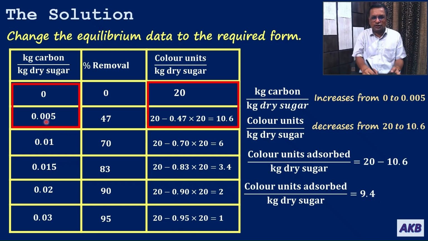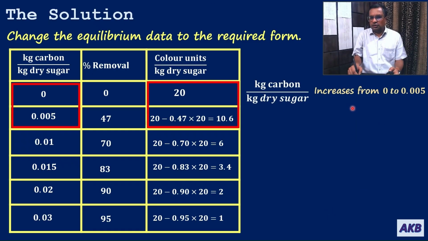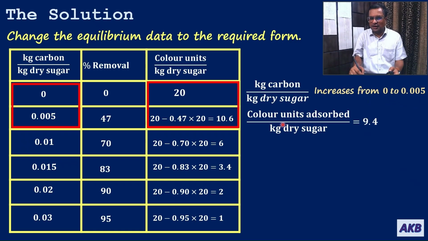That is, when 0.05 kg carbon per kg dry sugar is added to the solution, 9.4 color units are removed from the solution. That means they are adsorbed on the surface of the adsorbent, on the surface of the carbon. Let us continue with this. After adding 0.05 kg carbon per kg dry sugar, we have obtained this value. Color units adsorbed per kg dry sugar is 9.4.